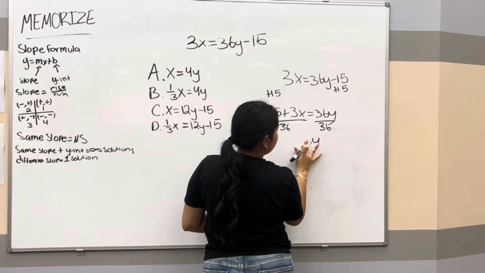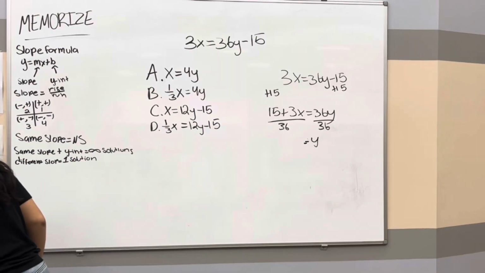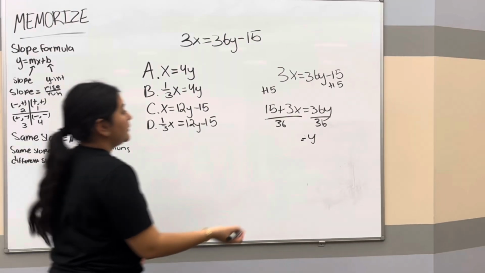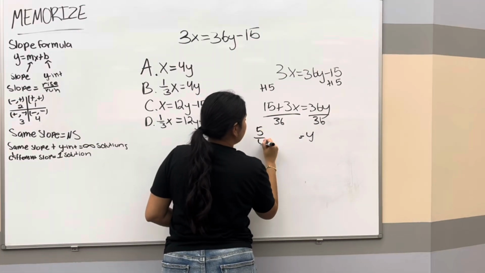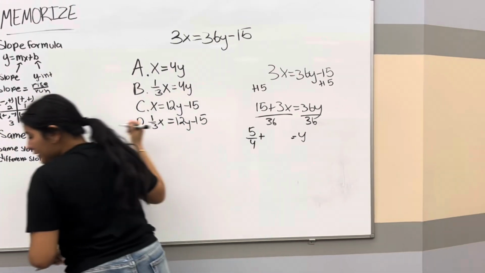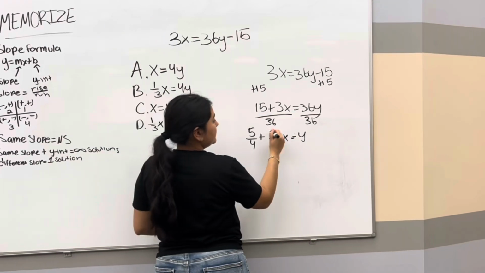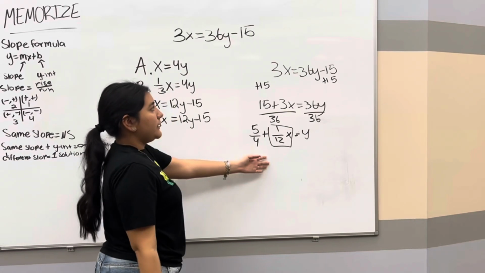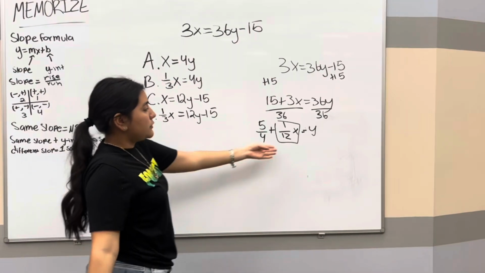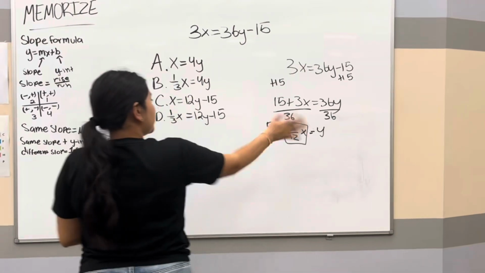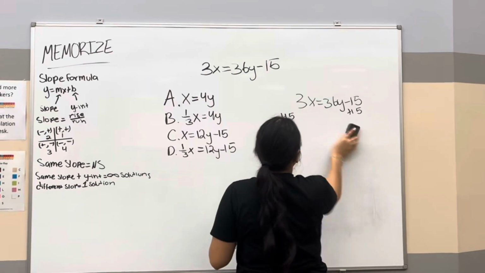So if you simplify this, you would get y equals 5 over 4 plus 1 over 12 x. And so this is what we need. We're going to solve through them and see which one has the same slope. So I'm going to erase this and keep the slope on the side so we can remember.